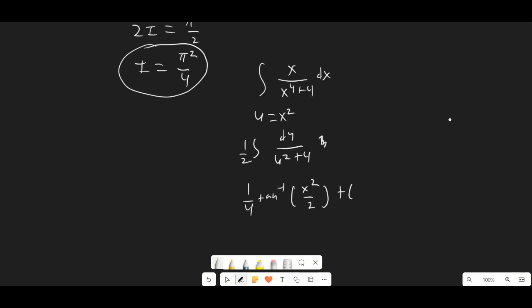Wait, is that correct? If I differentiate that, do I get back the original function? Let me just check. Yes, I do. So that's the answer right there. This was, oh sorry, I haven't been saying the question numbers. This was question 36. On to the next question. Question 37. Should be getting a little bit more difficult now.